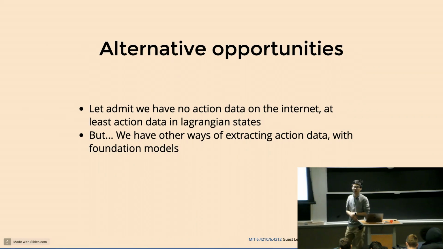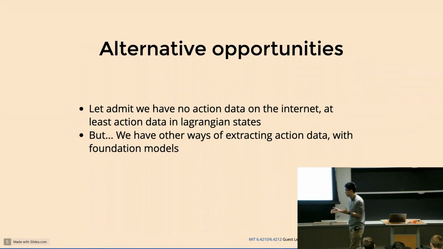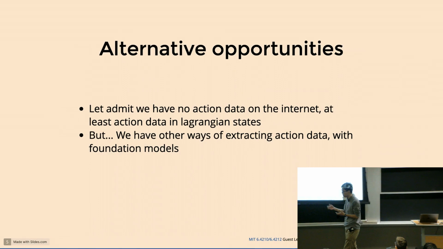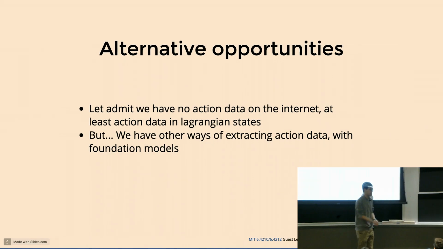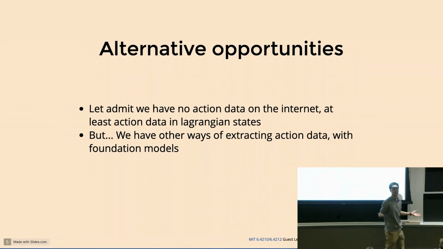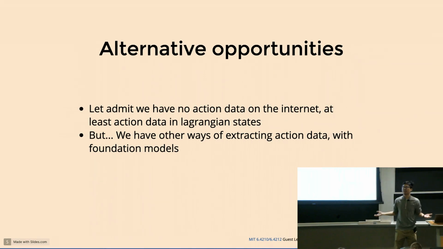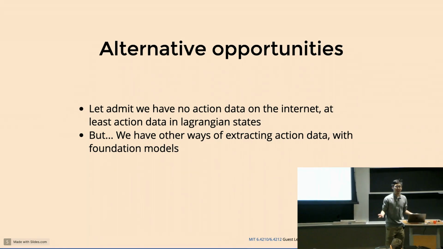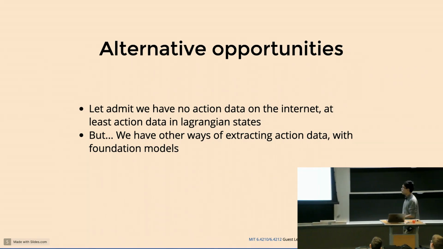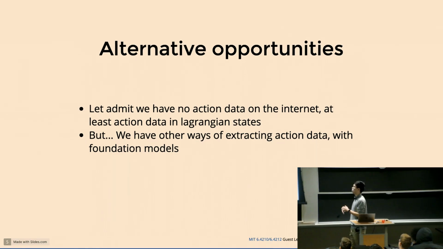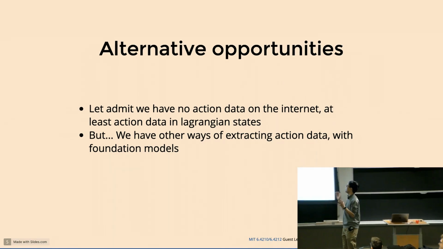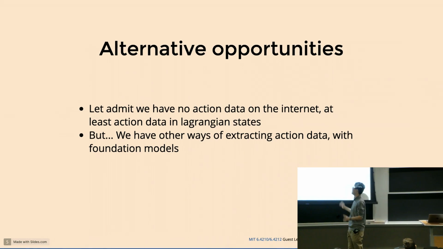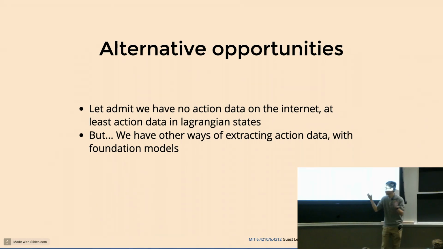It's very frustrating to think about this, right? I just hope everyone, when they post nice photos on Instagram about eating food, would also post their joint angles and movements. And suddenly I could have enough data to train my robots, right? However, it's not possible. Let's admit that we have very limited action data on the internet, at least action data in Lagrangian states like joint angles.